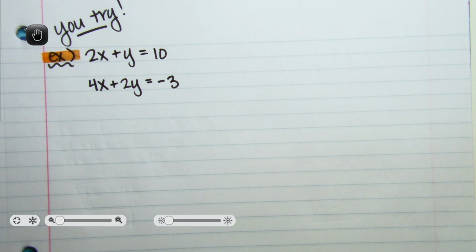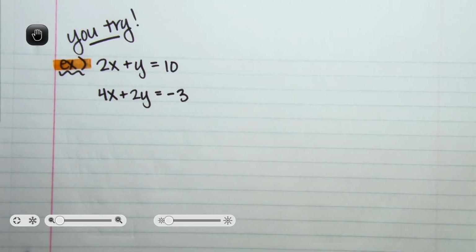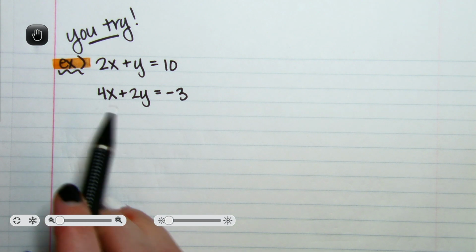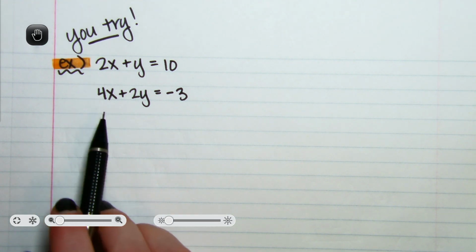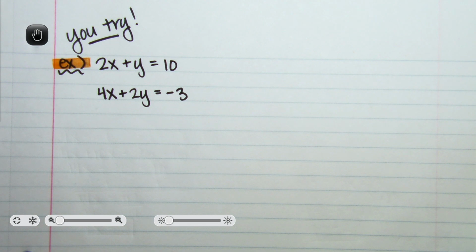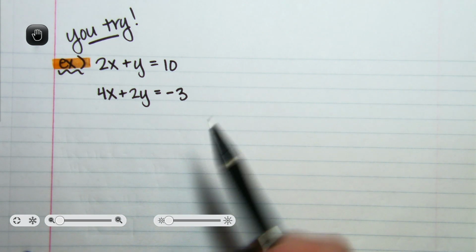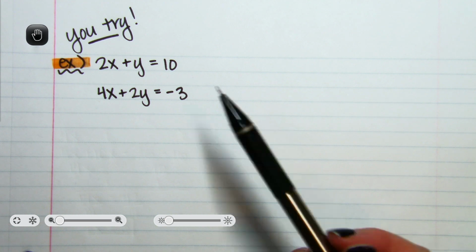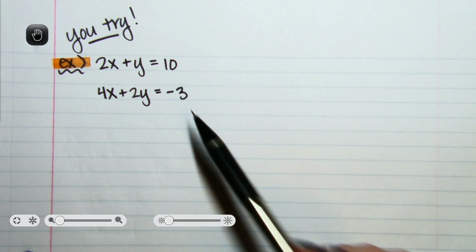All right, I want you to try an example on your own now, but I'm going to help you get it started, and then you're going to finish the problem. So are either of my equations x equals or y equals right now? Good, you should have said no, they're not. Which means we have to do step 1. We have to make one of them say x equals or y equals. Which equation is going to be the easiest to do that with?